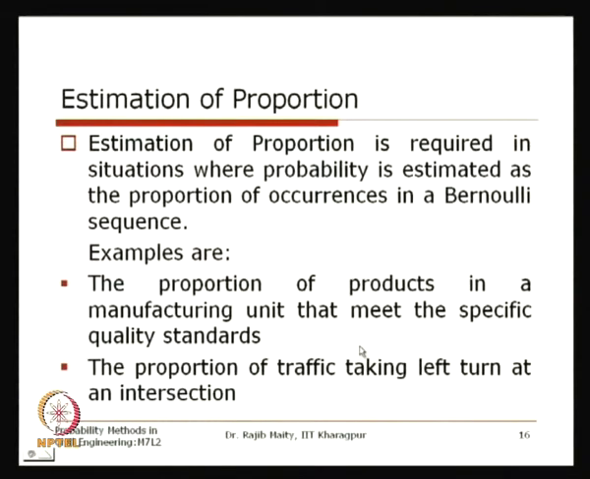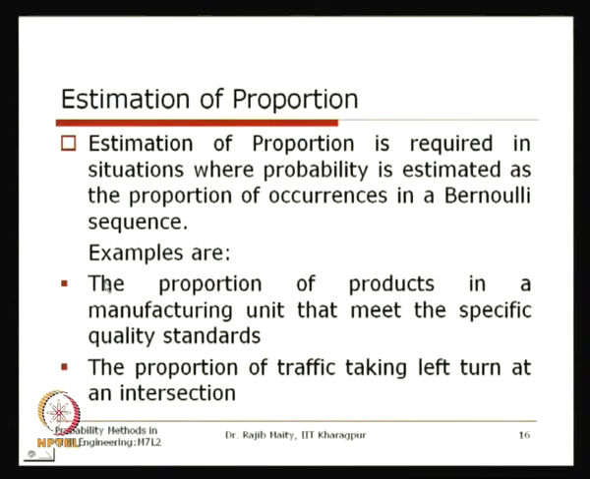Well, so the next parameter that is also very useful in many distributions is the proportion. So, estimation of proportion is required in situations where the probability is estimated as the proportion of occurrence in a Bernoulli sequence. And we have seen that in the Bernoulli distribution, the parameter that we use is the probability of success, denoted as p. So, there we need to know what the proportion is.